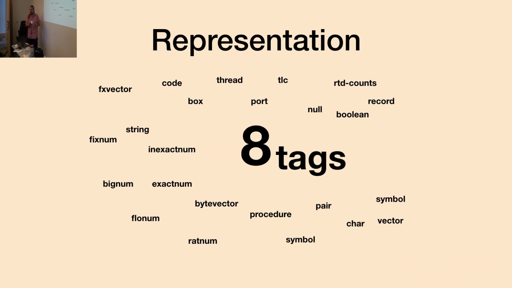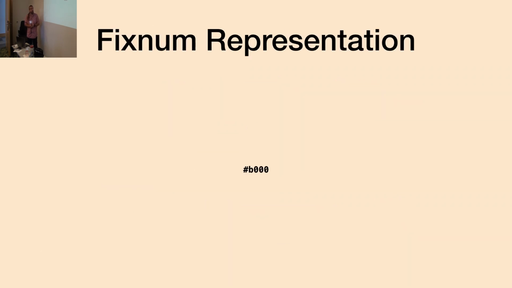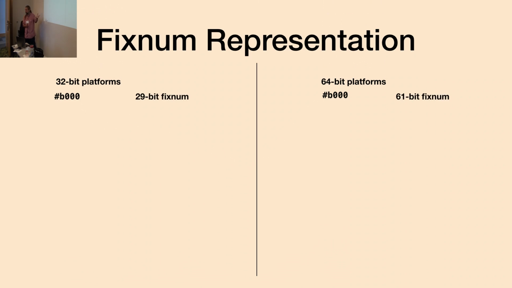OK, so we have a few too many types in the system to just use the type tags to determine these things. But let's first talk about how we use our primary type tags and how we allocate them. So the Fixnum representation uses the very first one of our type tags, 000. And on a 64-bit platform, this gives us a 61-bit Fixnum. And on a 32-bit system, this would give us a 29-bit Fixnum.